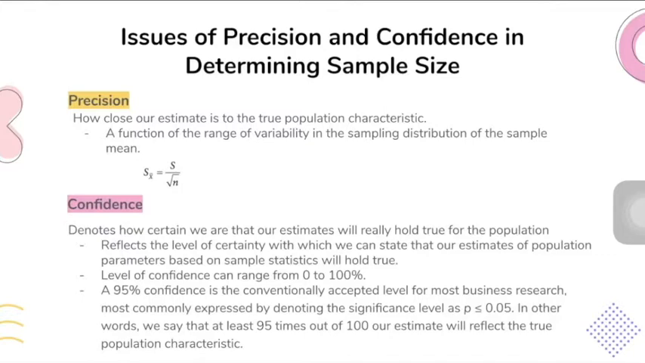Whereas precision denotes how close we estimate the population parameter based on the sample statistics, confidence denotes how certain we are that our estimates will really hold true for the population. In essence, confidence reflects the level of certainty with which we can state that our estimates of the population parameters based on our sample statistic will hold true. The level of confidence can range from 0 to 100%. A 95% confidence is the conventionally accepted level for most business research.